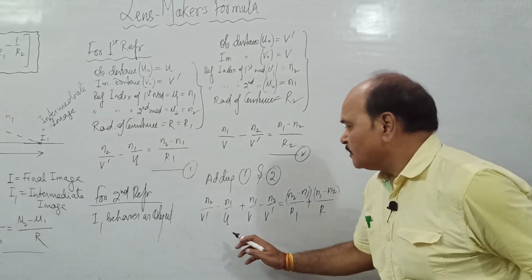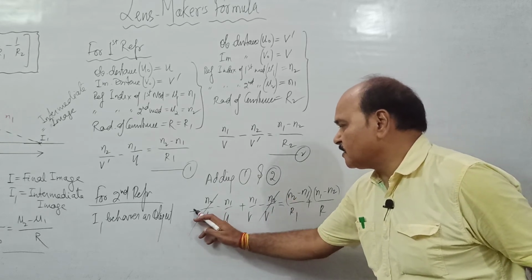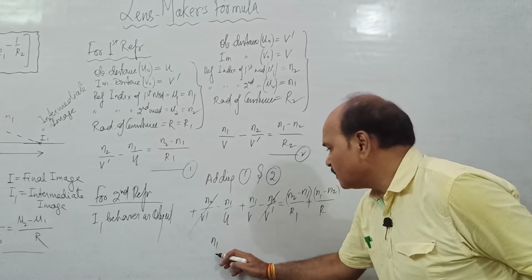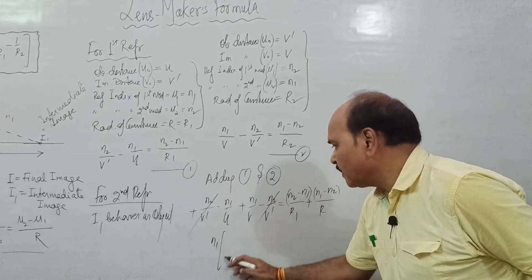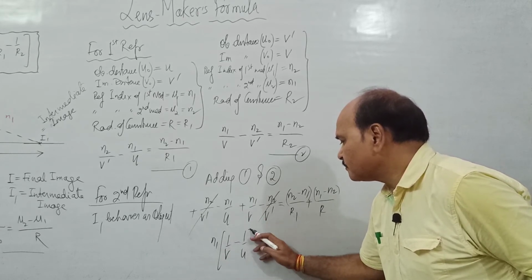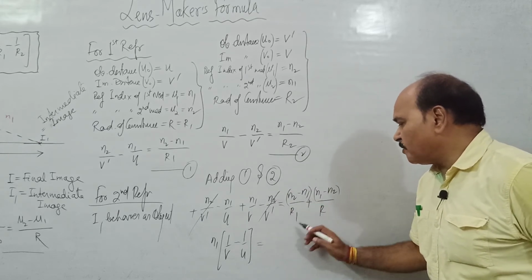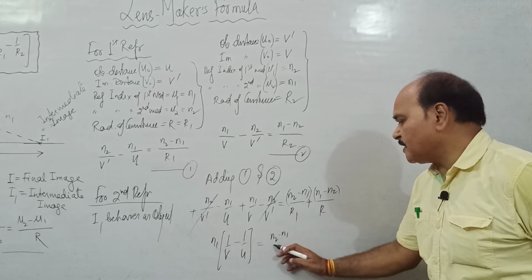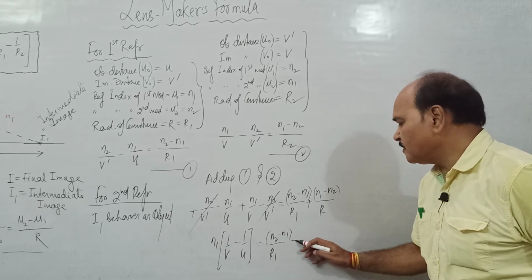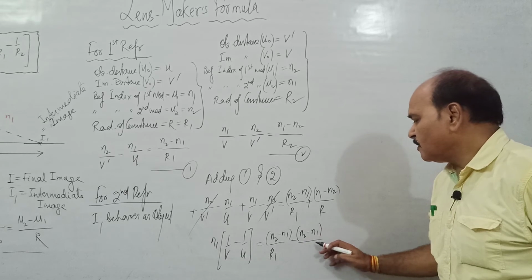Now you can see this n2 by v dash and this n2 by v dash, one is positive and one is negative, so they cancel out. What are we left with? We can take n1 as common: 1 upon v minus 1 upon u. What is the right hand side? This is n2 minus n1, it remains as it is. And if we take minus common from the second term, it becomes n2 minus n1 upon R2.